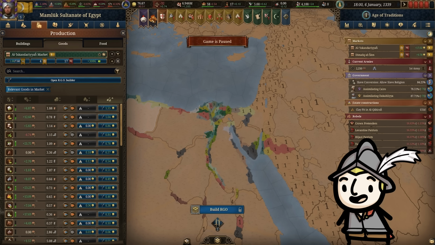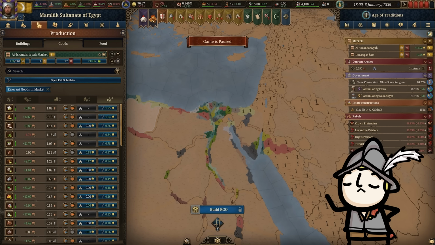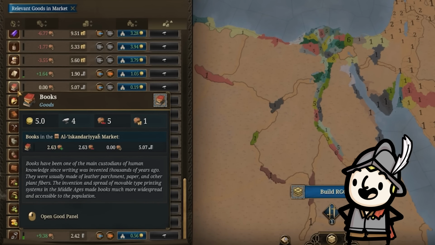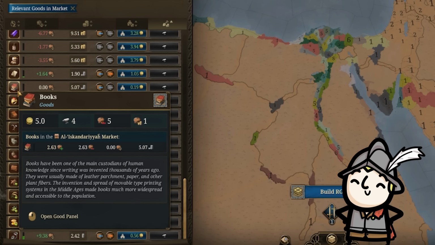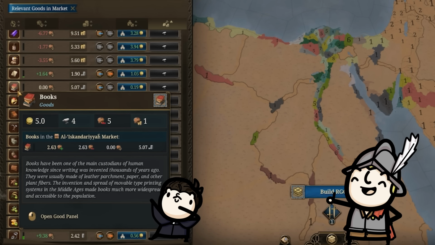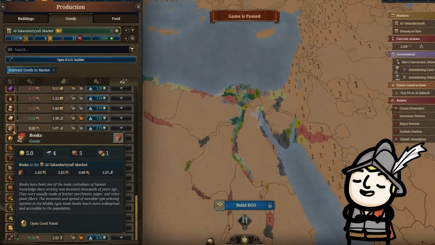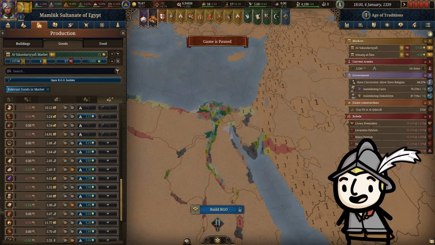In other words, a high-end good that has a very high base price but a very low demand is not worth very much to you. For example, if you are creating a fairly high volume of a good with a decent base value, like books here, but there is no demand for books in your market, the actual realized price will be low. When demand in a market increases, you can try to meet that demand by increasing production or importing goods.